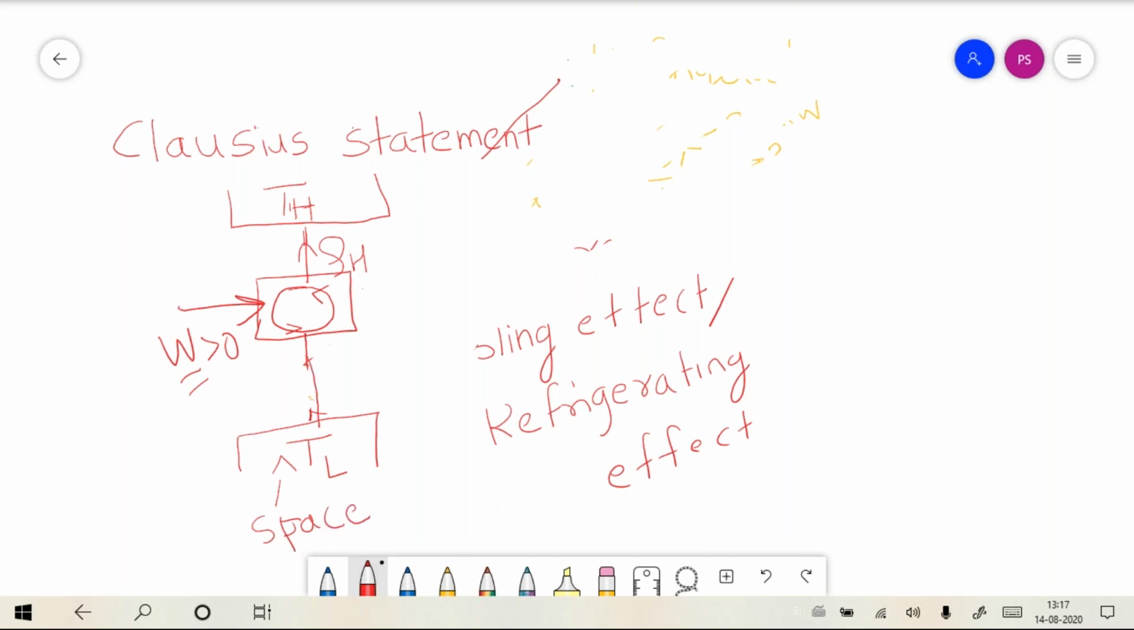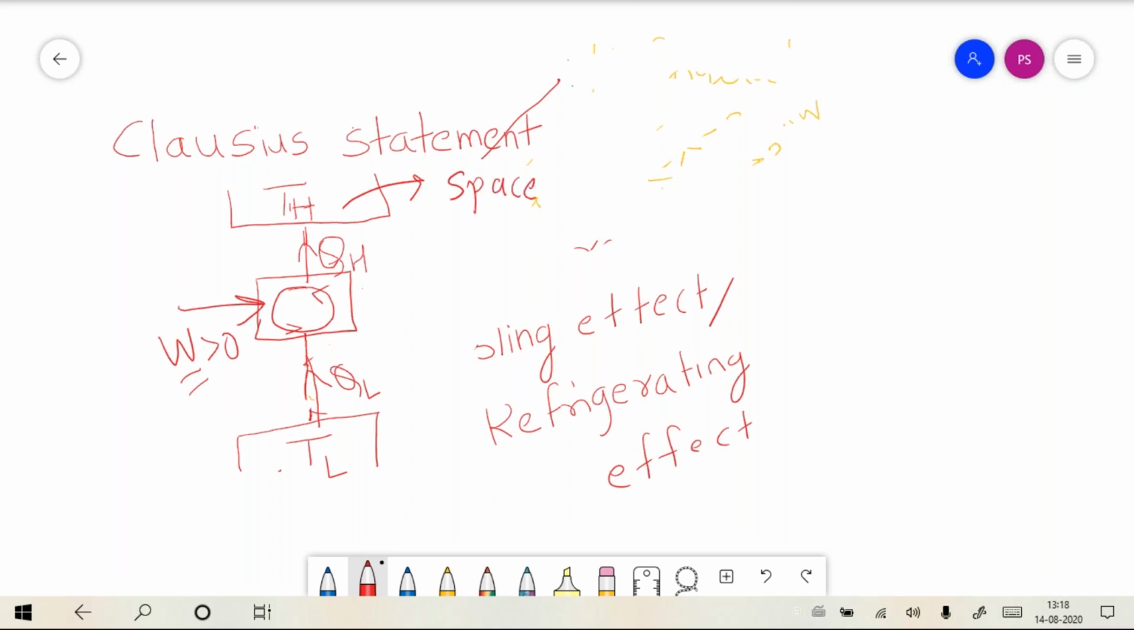So let me redraw this. This is QL, and this is QH. Now the schematic is the same, that is, both in your refrigerator and a heat pump, you are pumping the heat from a lower temperature reservoir to a higher temperature reservoir, in both the cases. Now what happens here is, we are not interested in cooling the space in your heat pump. What are we interested in? We are interested in heating the space. So this is the place which we are interested in.